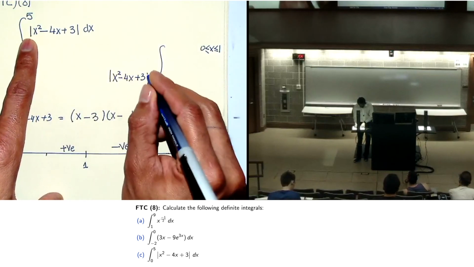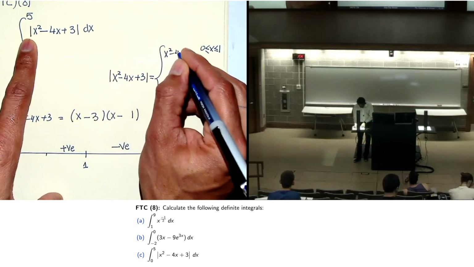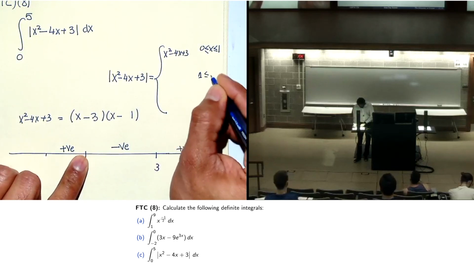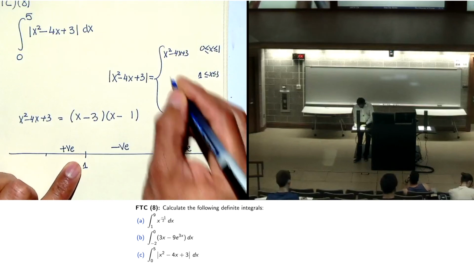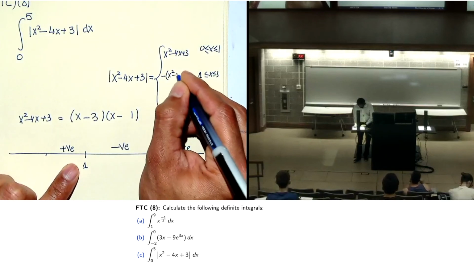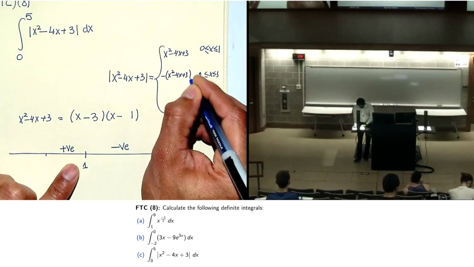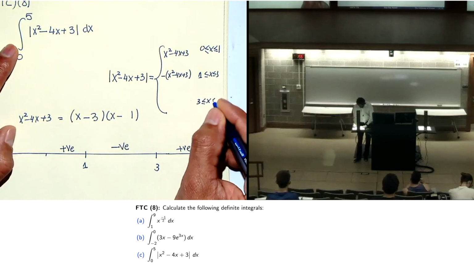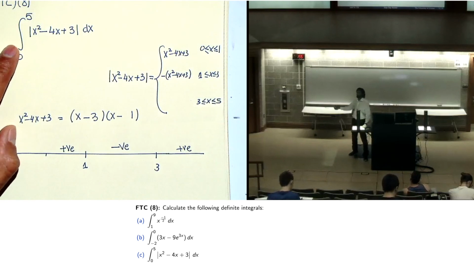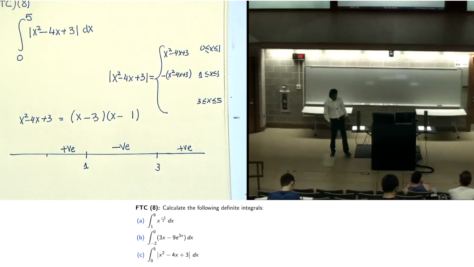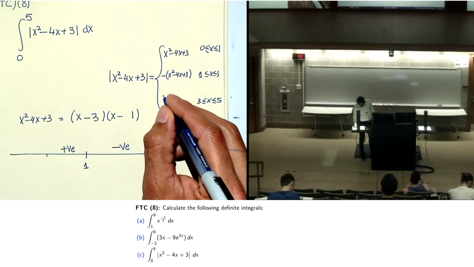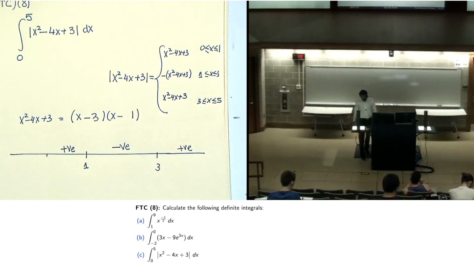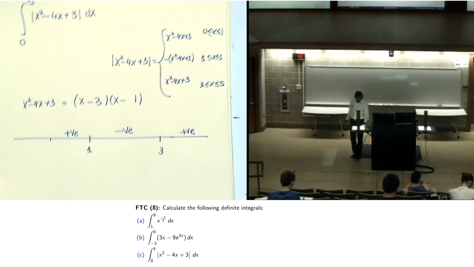So the absolute value of this function is going to be the same. But from 1 to 3 it is negative, so I put the negative sign on the same function. And then from 3 to 5, because 5 is the upper limit, it is again positive, so x squared minus 4x plus 3. Okay, we have a piecewise function.